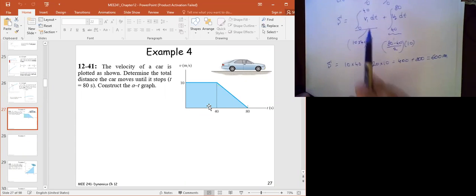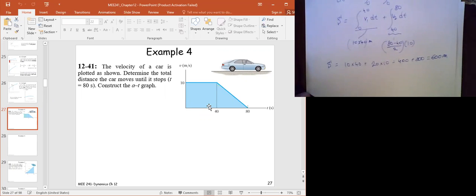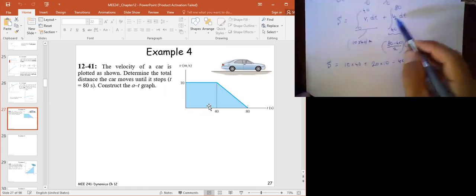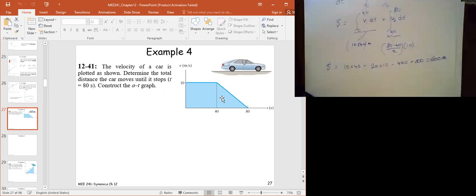If I want to express that as a function of time, what would be V1? Can someone tell me the equation of V1? 10. Exactly, bravo, 10. How would you get the equation of V2? I'm not going to ask you that, because you can get the slope, for example, and then you can get the equation of a line.